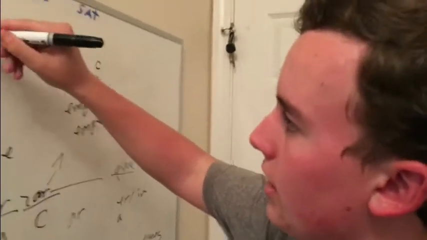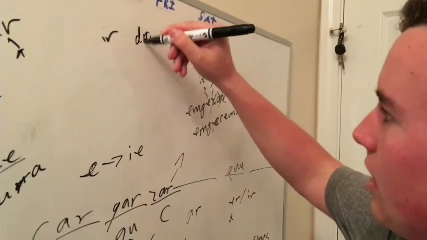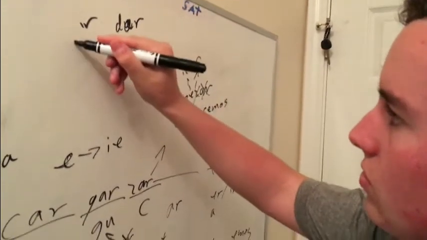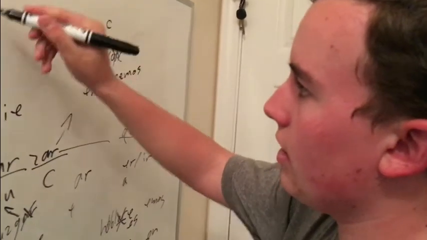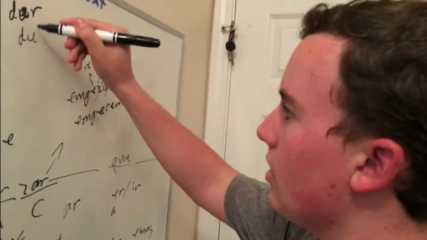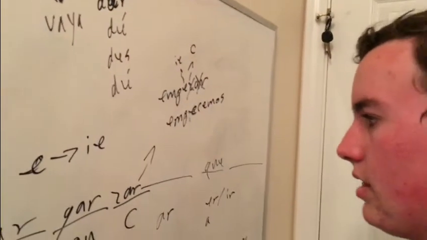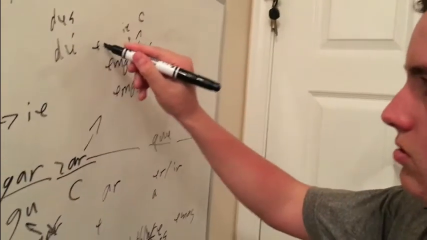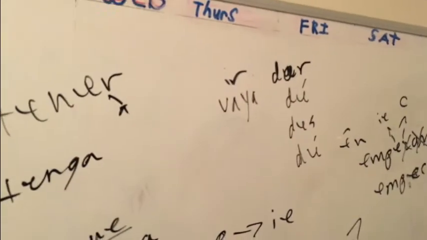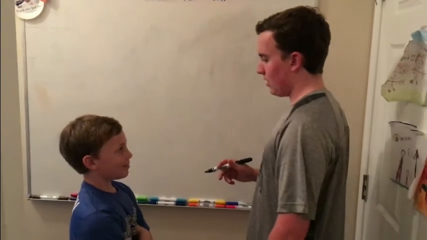And then some of your other irregulars are dar. This one will change to des. This will change to de. This has an accent. Des, de, etc. And then your accent will go on the estar form as well. Actually, I think we can just cut that right there. I'm learning a lot. Alright, cool.